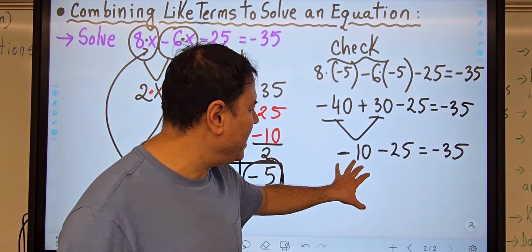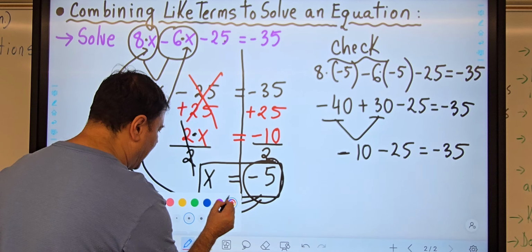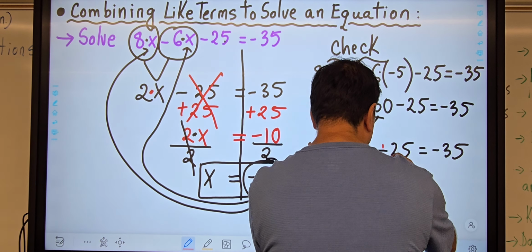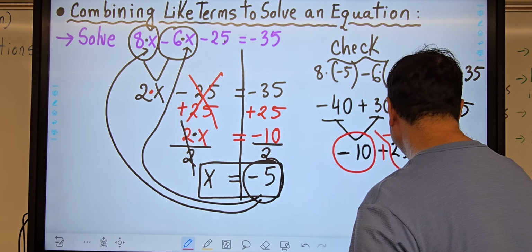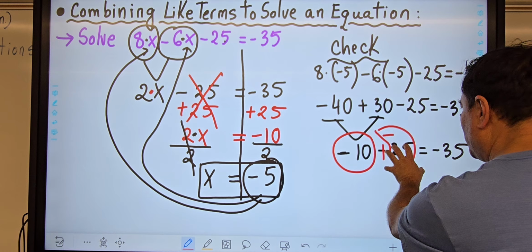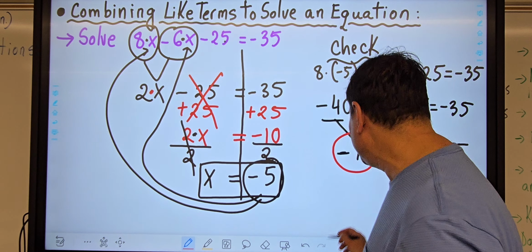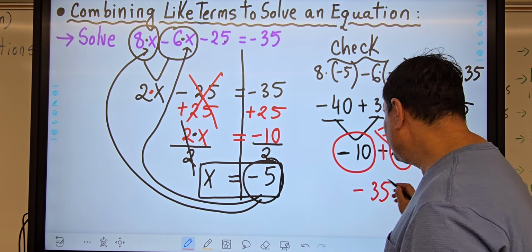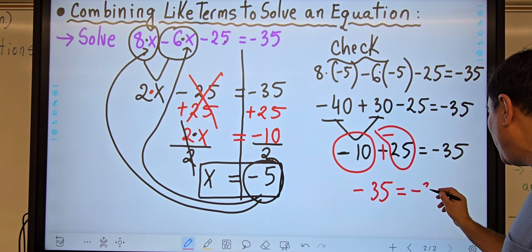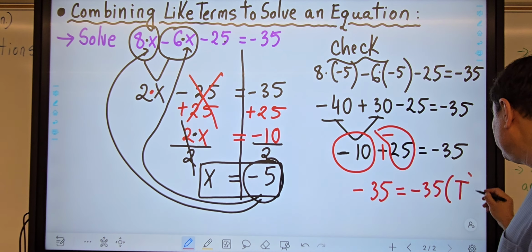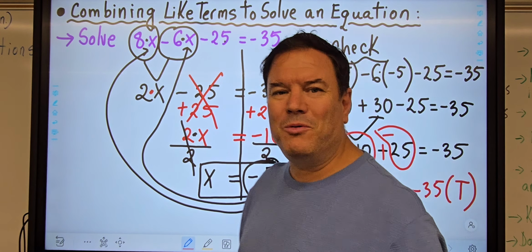And now we have here negative 10, and then we are going to combine with negative 25. It is the same thing as negative 10 plus negative 25. We are adding two negatives together. So we are adding negative 10 plus negative 25. And of course we have negative 10, and if we add 25 more negatives, we are going to get negative 35. We are going to have more negatives. Negative 35 equals negative 35, and we get a true statement. Thus, x equals negative 5 is the solution to our equation.